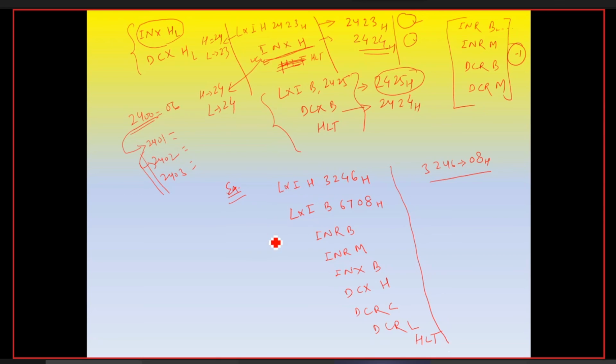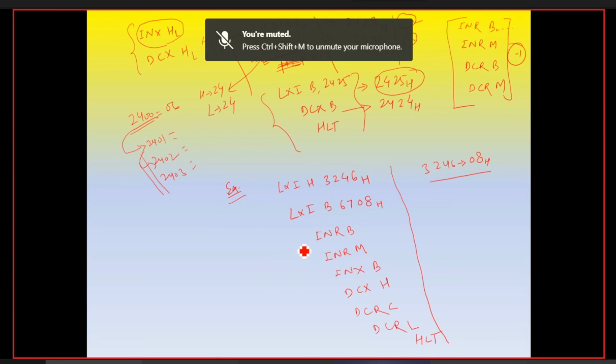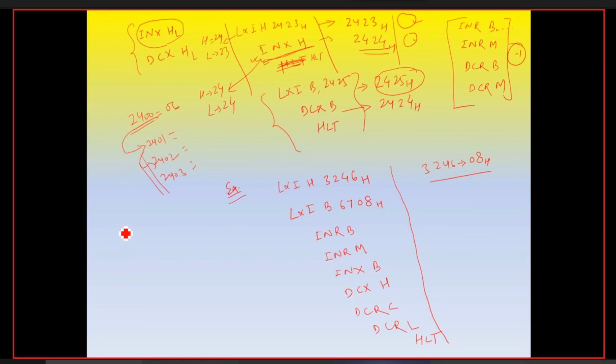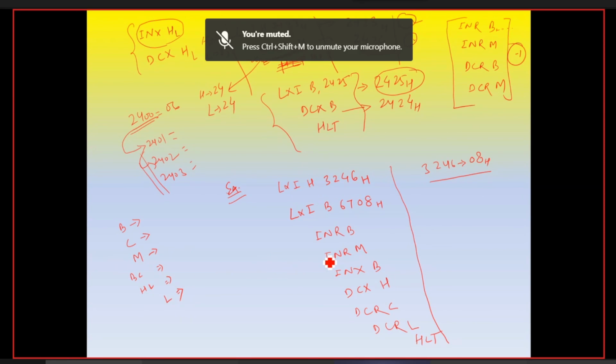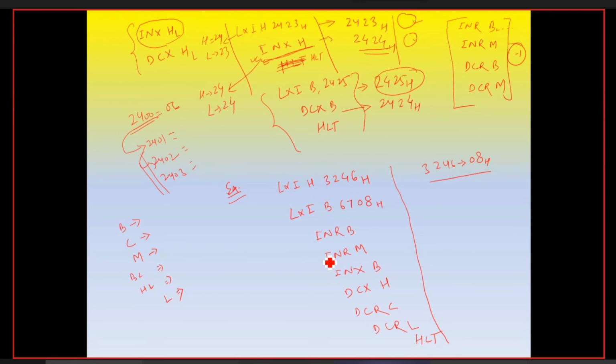If you have understood, you can easily answer the values of all the registers. After the execution of these instructions, what is the value of register B, what is the value of register C, what is the value of M, what is the new address, and what is the value of L? Note it down if you have pen and paper, and tell me the answer.